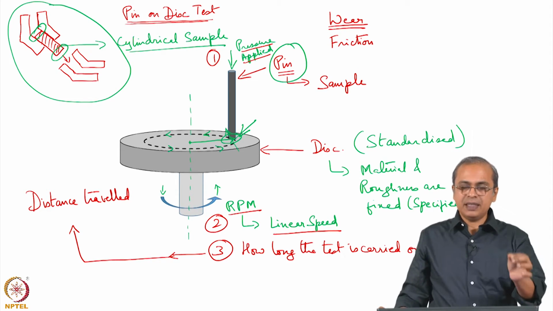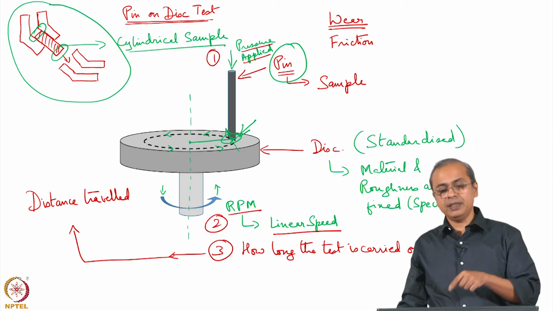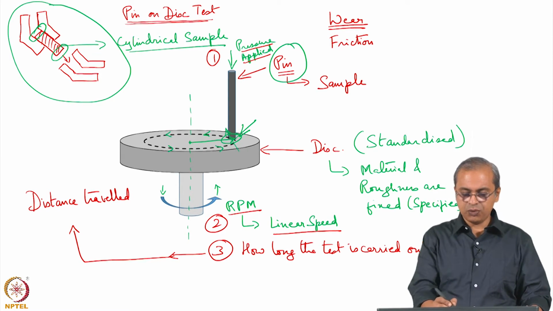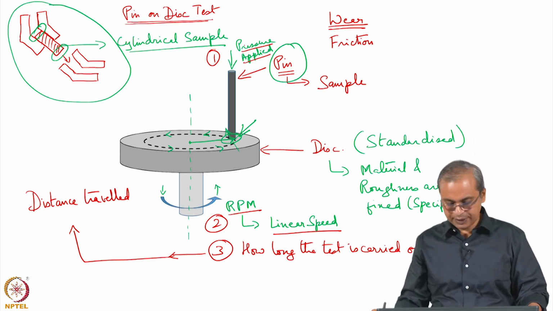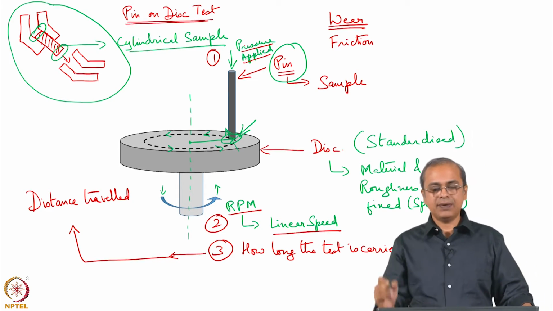So, if you want to test it for 10 minutes, you put the sample down there and press it against the disc for 10 minutes at some pressure that you have fixed. So, you fix the pressure with which you are pressing down on it, you set the RPM, wait for 10 minutes, then you know that it has travelled a certain distance.